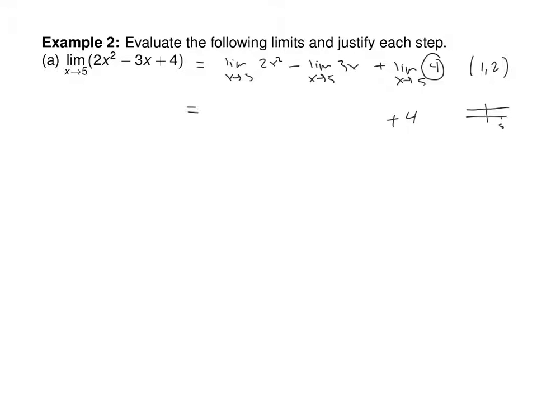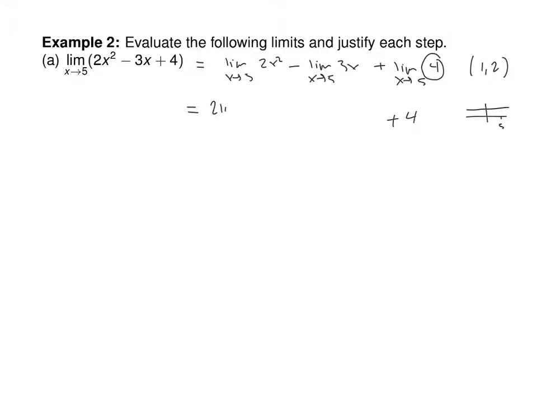The 1 and 2 are the properties that were used. So look at the list that you had on the previous page. It was the first 2 properties that said you could separate limits out that were added and subtracted. Does that make sense? And then there's a property that says that constants can come out, right?